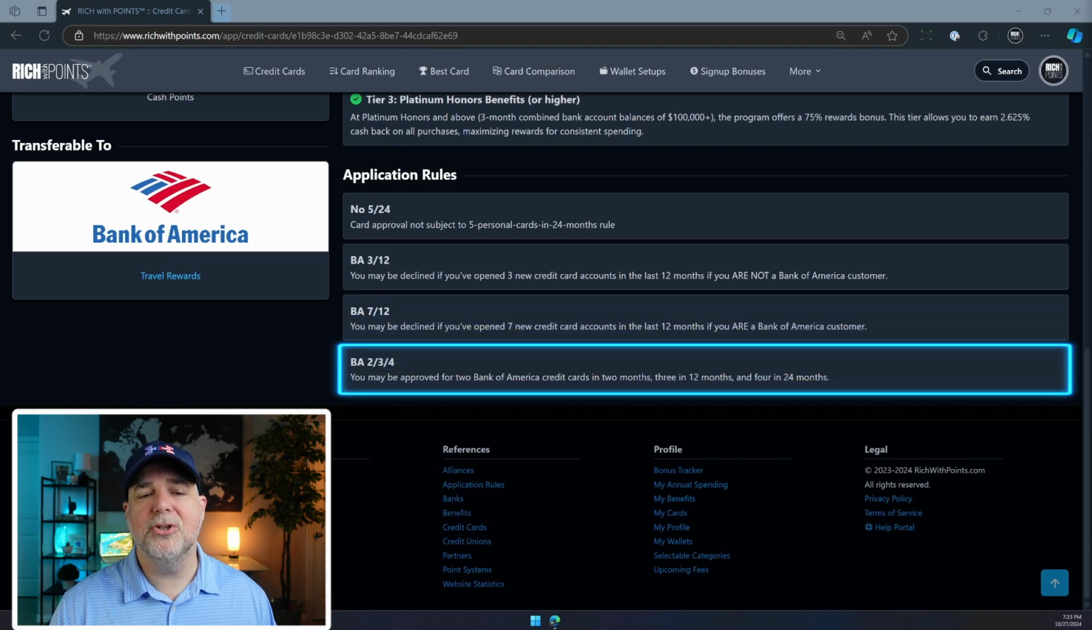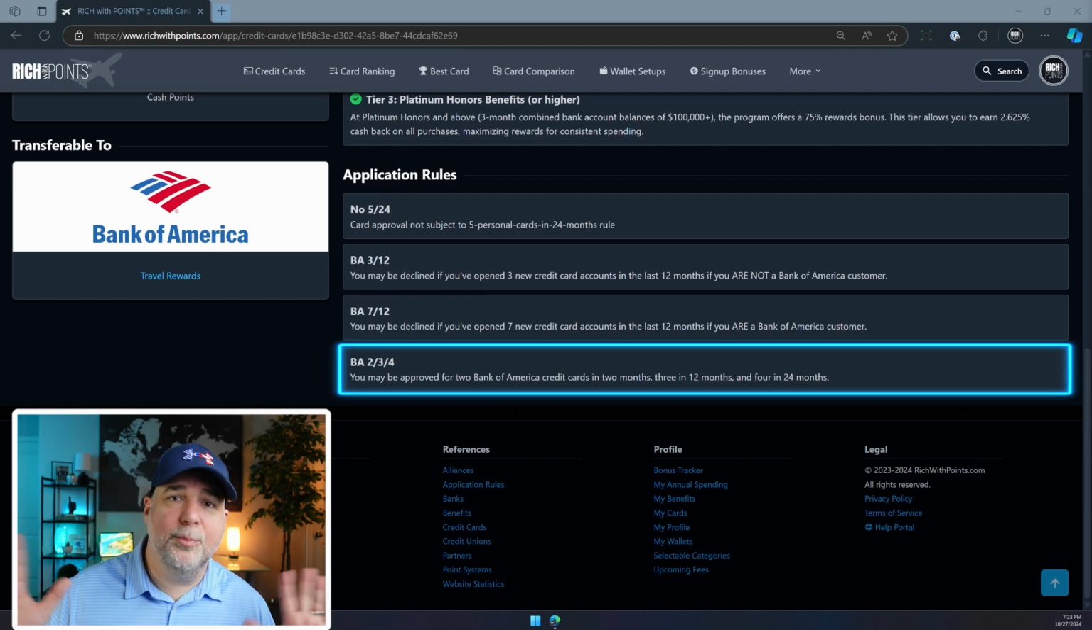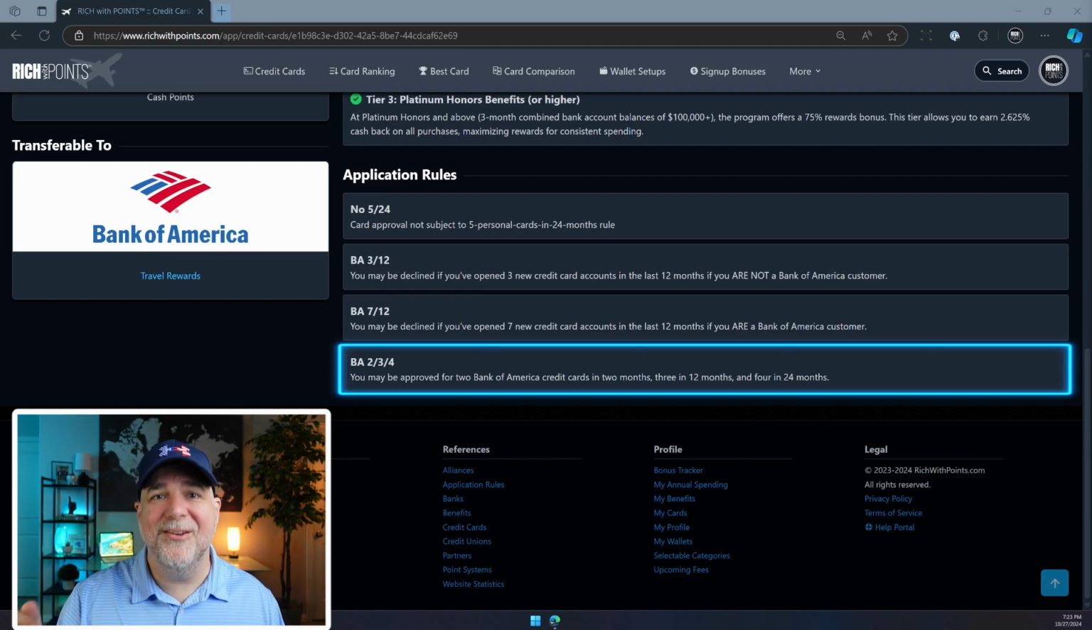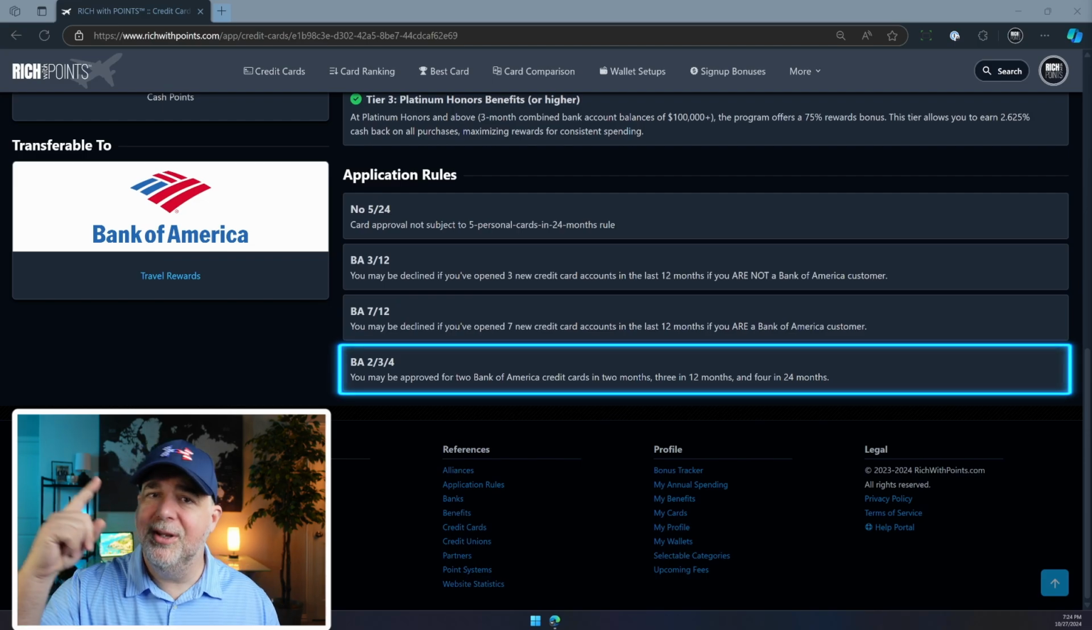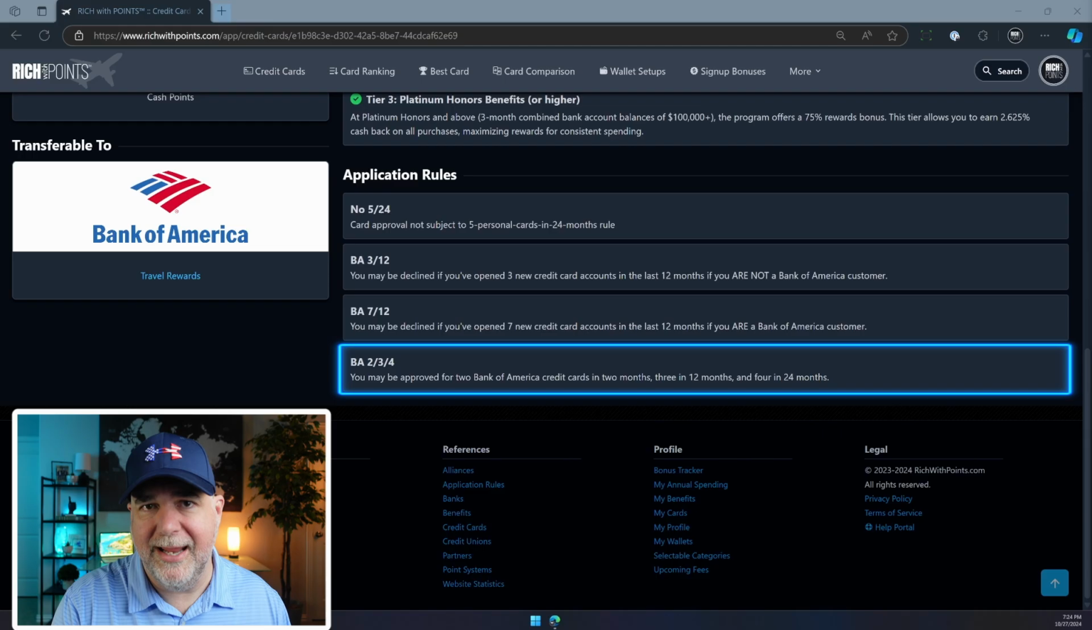Then there's the Bank of America 2/3/4. You may be approved for 2 Bank of America credit cards in 2 months, 3 in 12 months, and 4 in 24 months. So again, these are rules I am aware of, and yes, you may have your own data points. I do want to know what your data points are, so don't think I'm upset about this. I like when you give me data points so that I can get the most accurate information on the website as possible. So if you have other data points, put them in the comments. We'll figure this out together and get the most accurate information we possibly can.